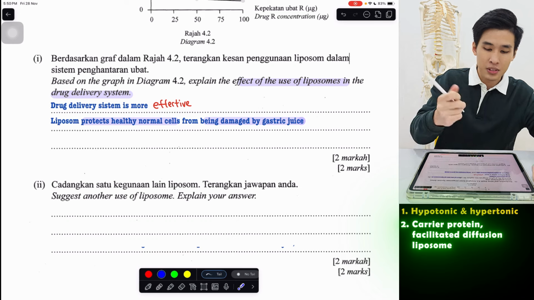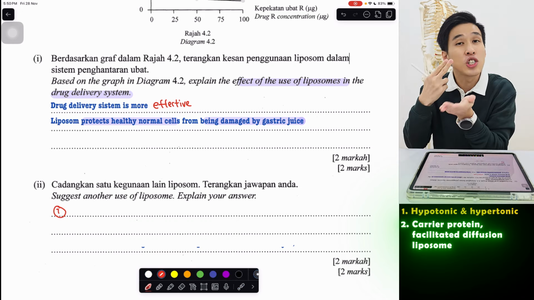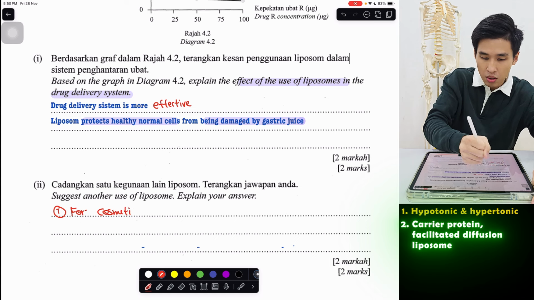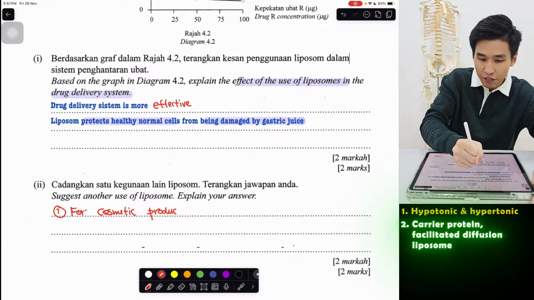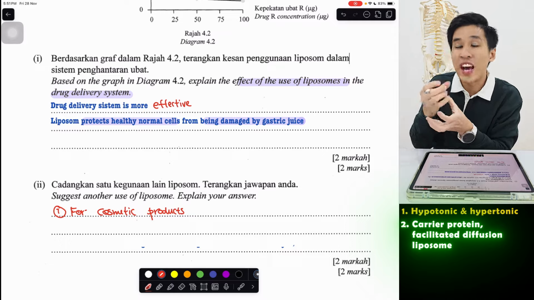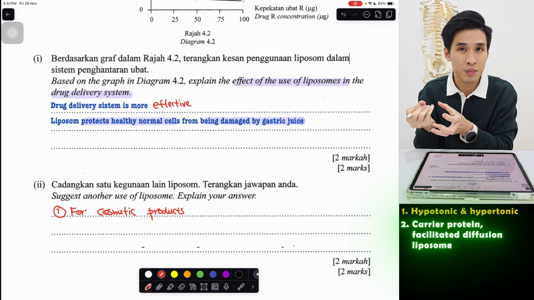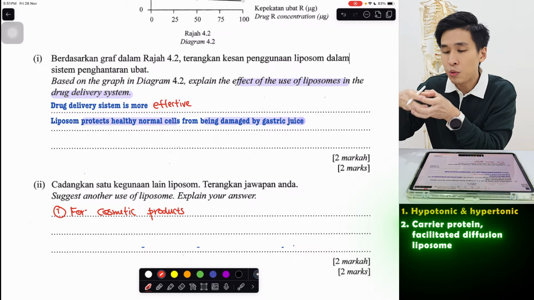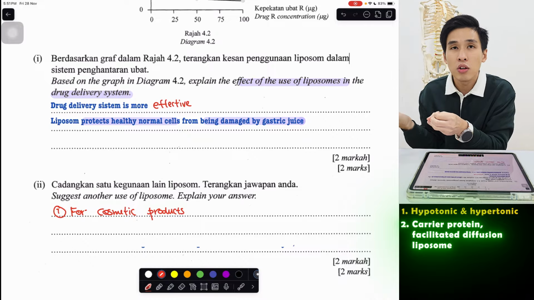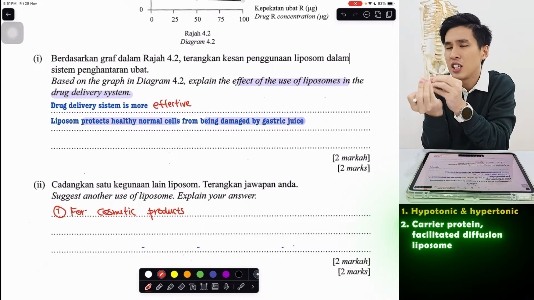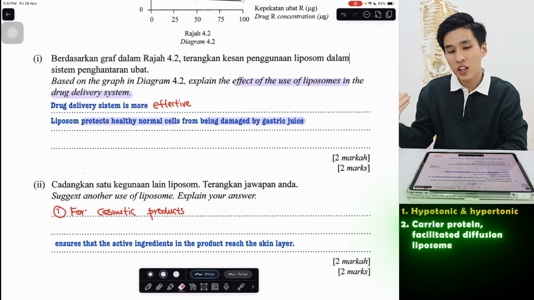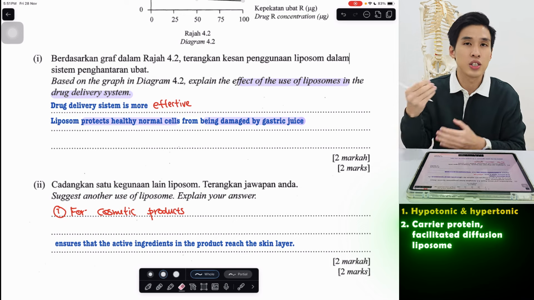In our textbook, there's this example. They say that it's used for cosmetic products, like facial cream, for example. Some facial products have active ingredients, living cells inside. So this liposome is to protect it. Once I want to use it, I just squeeze this liposome so it will burst and the cream comes out, and I put it on my face. Then whatever ingredients are inside can function straight away. So they say here it ensures that the active ingredient in the product can reach the skin layer.